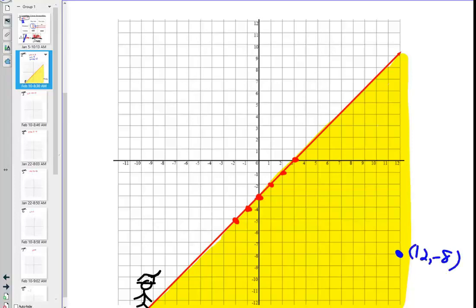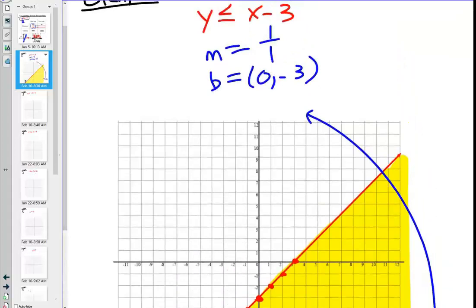So what should happen is I should be able to get any point that's in the shaded region and plug it into the inequality and get a true statement. So let's see if that works. The y he picked was -8, that should be less than or equal to 12 minus 3. 12 minus 3 is? 9. It is 9. Is -8 less than or equal to 9? Yeah, sure. It's not equal to, but it is less than. It just has to be one or the other.